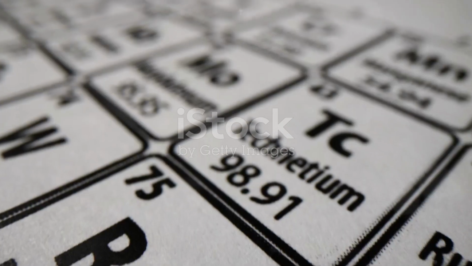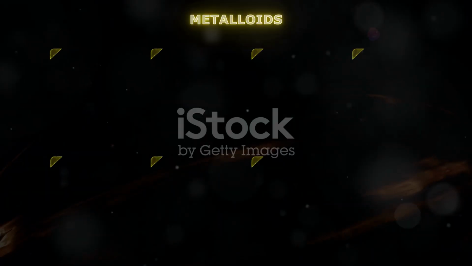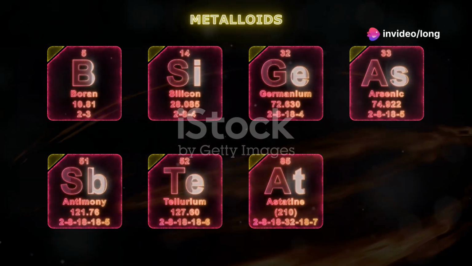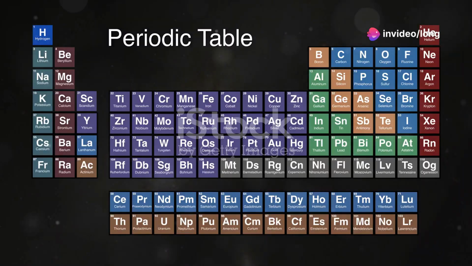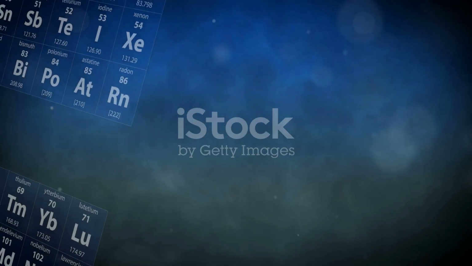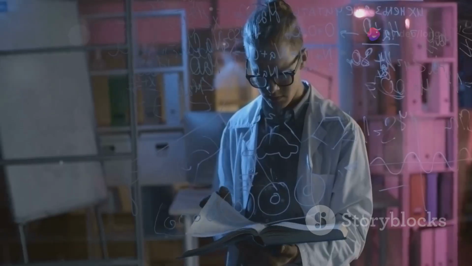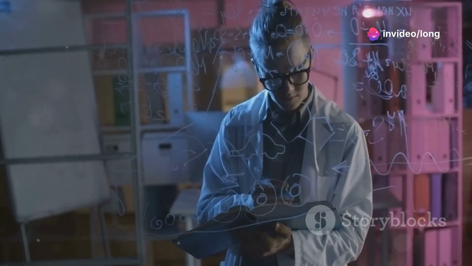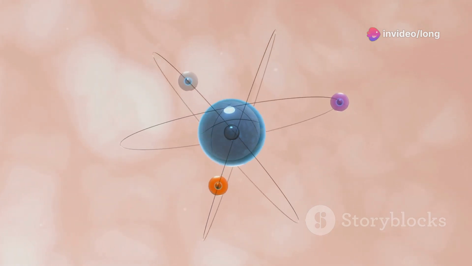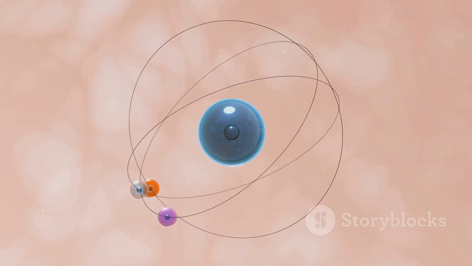The periodic table is organized into rows and columns, each with its own significance. The horizontal rows are called periods, and they indicate the number of electron shells an atom of that element has. For example, elements in period 1 have 1 electron shell, while elements in period 2 have 2, and so on. The vertical columns are called groups, and they group elements with similar chemical properties. This is because elements in the same group have the same number of valence electrons, which are the electrons in the outermost shell that are involved in chemical bonding.